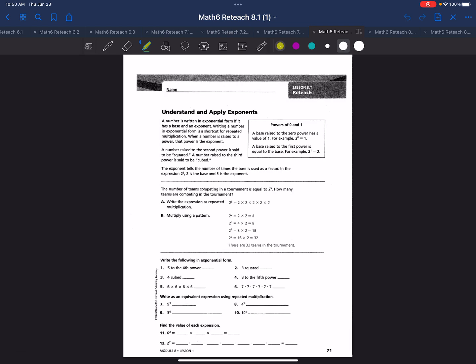Let's review some vocabulary for today's lesson. I encourage you to write down your vocabulary in a spiral notebook. So the vocabulary that we will be reviewing for today is exponent, base, power, and then the other ones we're going to review are square, squared, and cubed.